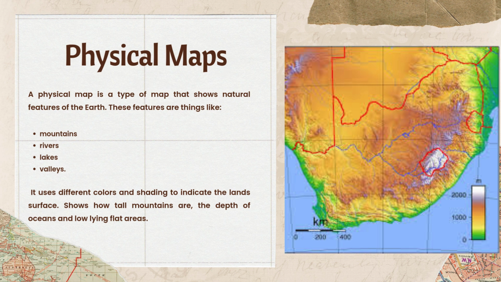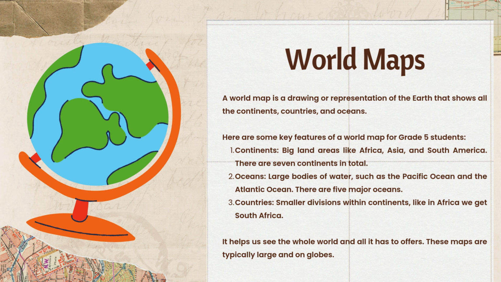Physical maps. A physical map is a type of map that shows natural features of the Earth. These features are things like mountains, rivers, lakes, valleys. It uses different colors and shading to indicate the land's surface, shows how tall mountains are, and the depth of oceans and low-lying flat areas, as seen in the image next to it. Then we get world maps.